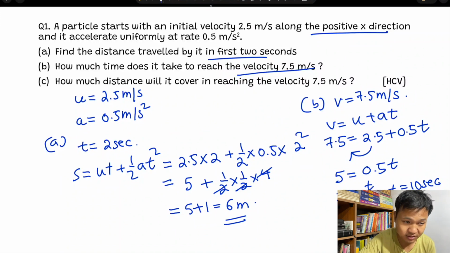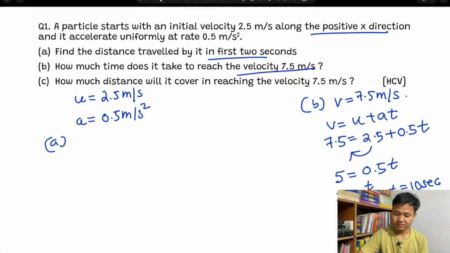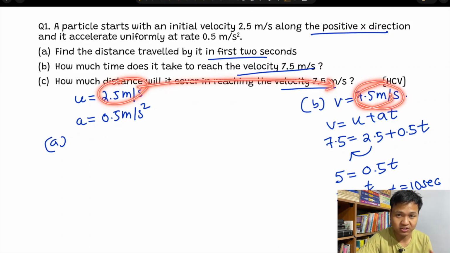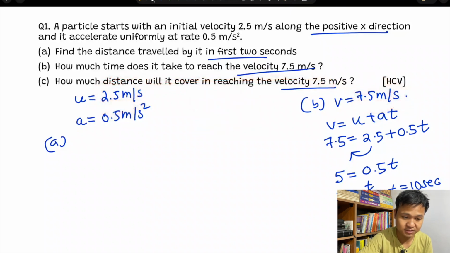Okay, so now the third. So what is the third? Let's rub this. How much distance will it cover in reaching 7.5? See, from 2.5 to 7.5 velocity, so much distance is covered, and the time taken is 10 seconds. So now we know the time. Okay, so we can use this time to find out the distance, right? So how do you do it?